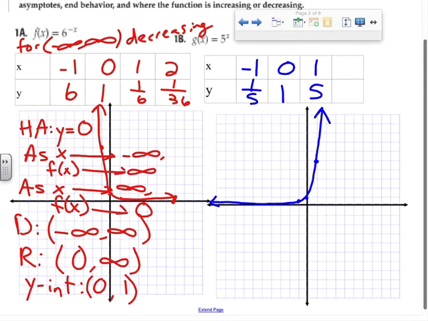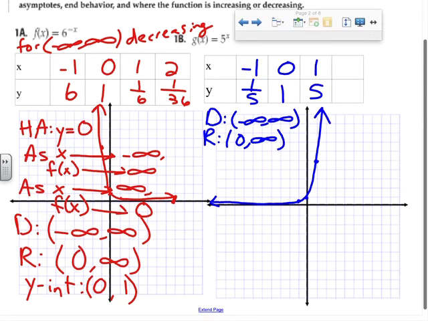And they want us to analyze the second graph in the exact same manner. And what I'd hope that you'd notice is a lot of this stuff is going to carry over. So my domain, again, is negative infinity to positive infinity. My range, again, is from 0 to positive infinity.